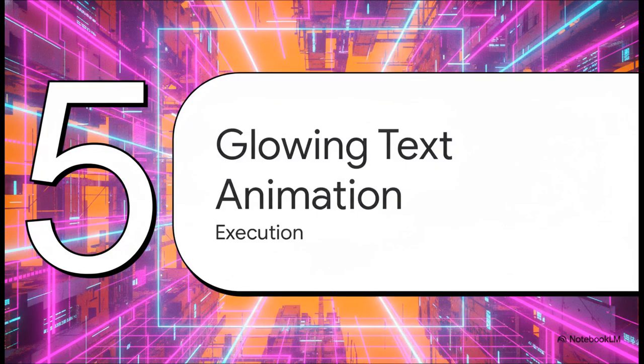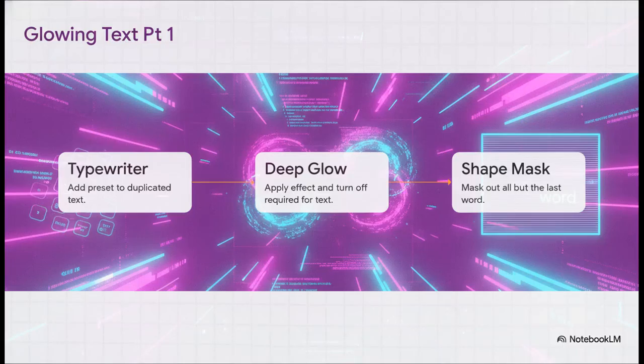Finally, Section 5, Execution, Glowing Text Animation. Now, while our fifth essential tool, Canva Magic Studio, is absolutely perfect for rapid design automation, let's actually step into a practical masterclass for building deeper cybernetic assets over in After Effects. Let's say we want to create a hyper-realistic, glowing digital text effect.